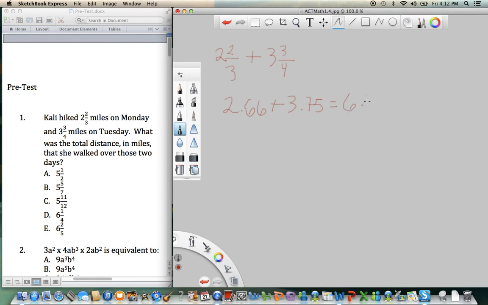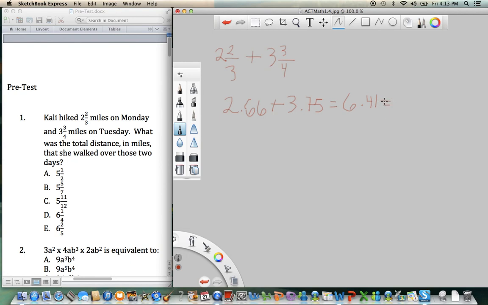If you look at the answer choices on the sheet, you can see that A, B, and C are easily eliminated because the whole number there is 5, so we're not going to get 6. And then answer D is 6 1/4. That converts to 6.25. 1 divided by 4 is 0.25. So that's not it. And by default, it's 6 2/5, which is the same as 6.41, because 2 divided by 5 is 0.4.